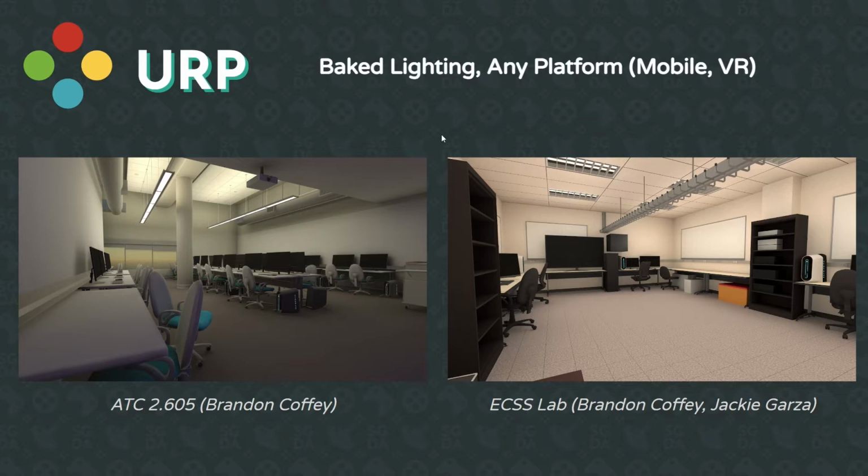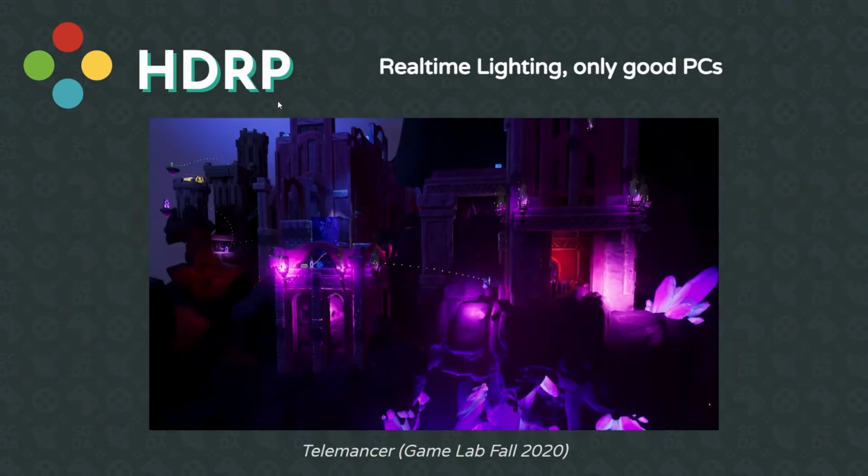You can also use real-time lighting, but if you want to go very far with real-time, you have to use HDRP, which uses a lot of real-time lighting. You can get some really good results out of it. This is Telemancer from Game Lab at UTD a few semesters ago. And the downside of HDRP is it only runs on good PCs. Even a lot of laptops struggle to run this.